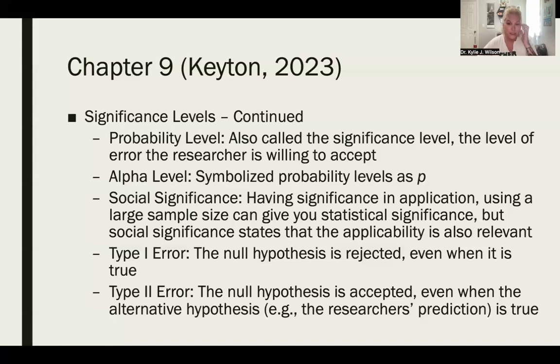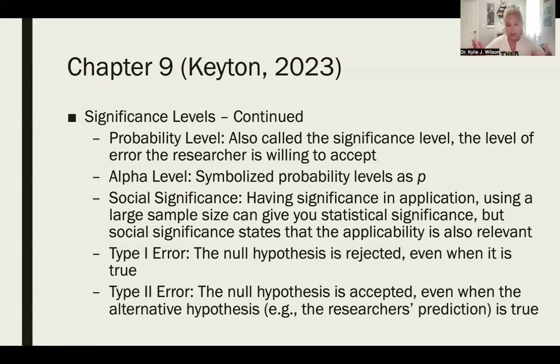Now we're going to talk about two types of errors. First, we've got type 1 error, and this is when the null is rejected even when it is true. The null is basically stating that there is not any sort of variation or anything that you're going to find in this data set, right?